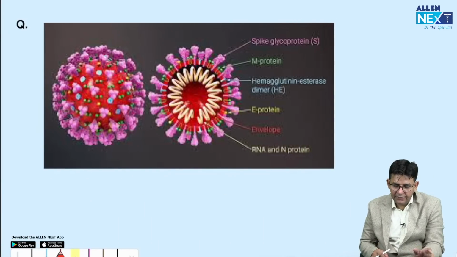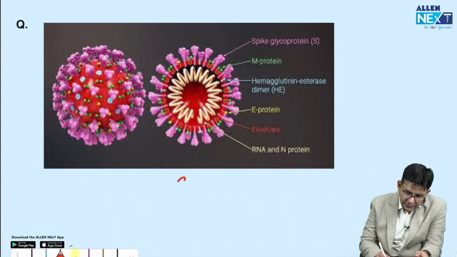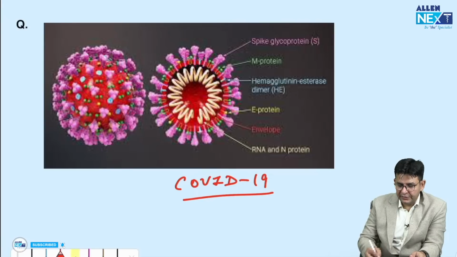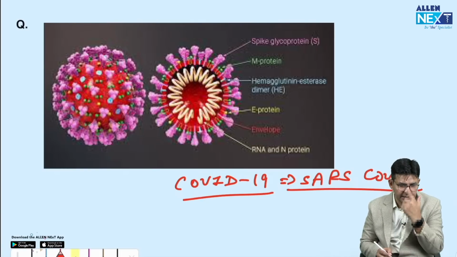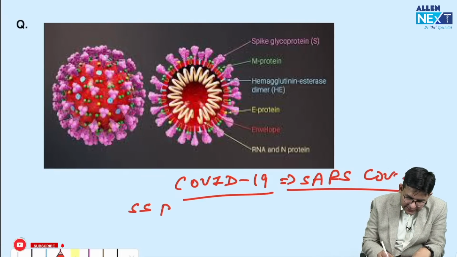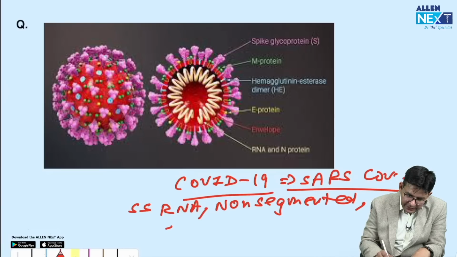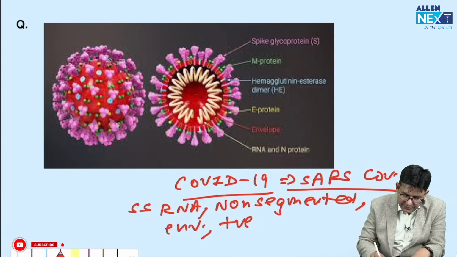Now, this is that famous one which has changed the life of all of us, and that is COVID-19 virus. Which one? SARS-CoV-2. Single stranded, double stranded? It's a single stranded one. RNA, DNA? RNA. Segmented, non-segmented? Non-segmented. Enveloped, non-enveloped? Enveloped. Negative sense, positive sense? Positive sense.